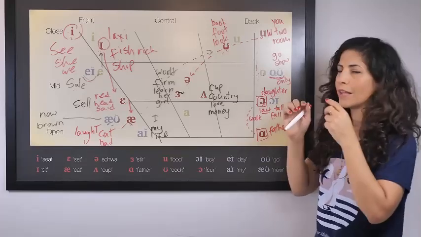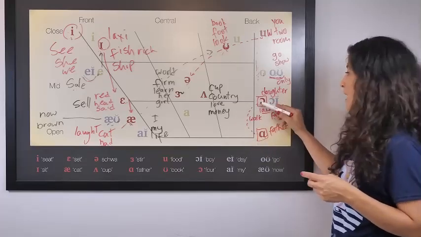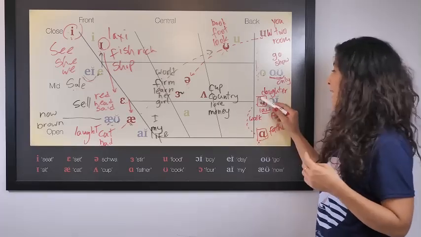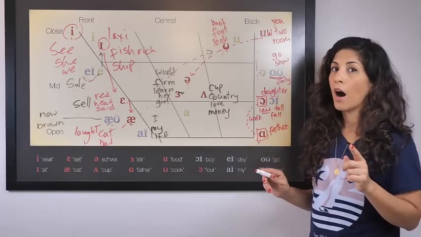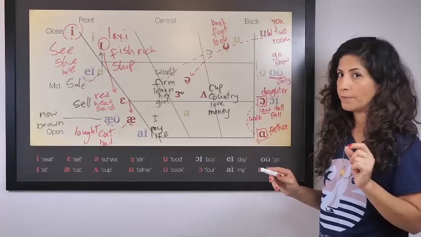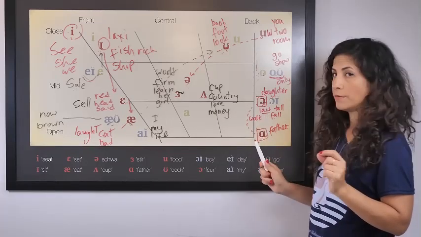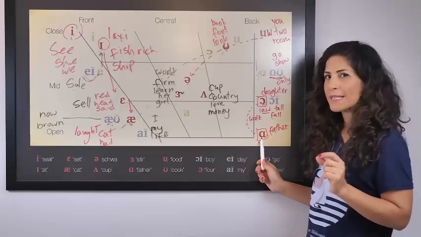So the difference between those two is that if it's lower on the chart, that means the mouth is more open and the lips are less rounded. Ah, right? Father, law. Now this is not a rounded sound.